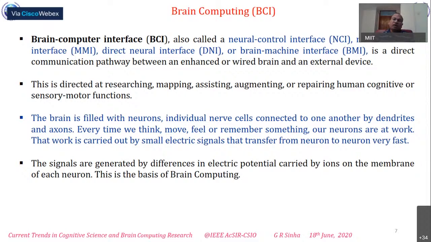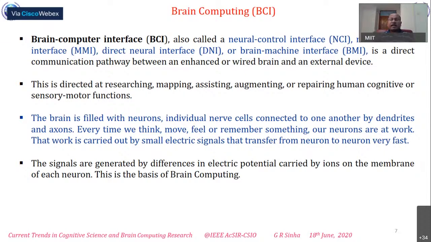What do I mean by a wired brain? Very simple. These days, electrodes can be placed over the scalp and we can get the signal from the brain. We'll be talking about this in coming slides.